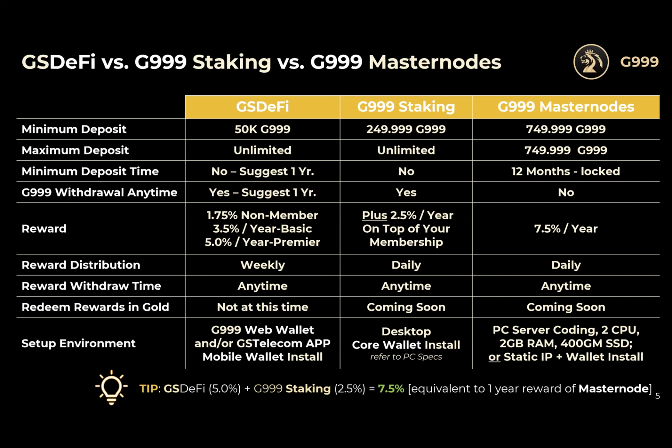The tip at the bottom is information to let you know that if you are, for example, a premier at 5.0 and your coins are greater than 249.99, that is equal to 7.5%, which is equivalent to your Masternode from a reward perspective. So it is only beneficial that the more coins you have, the greater your rewards over time.